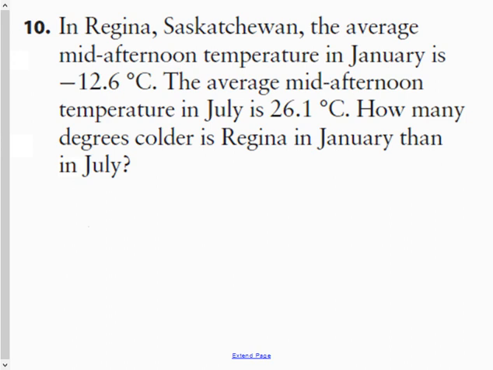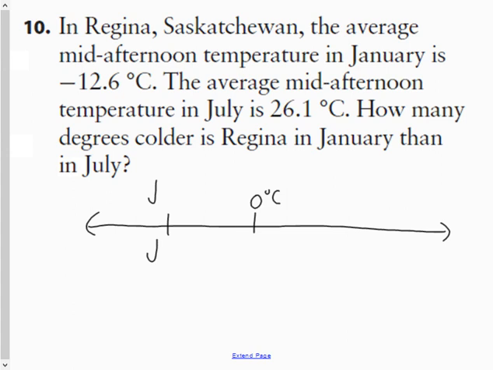So I'm going to use a number line to save space. I'm going to use it this way here. And I'm going to put 0 degrees Celsius right here. And in the winter, in January, I'll put down here, January, it is negative 12.6 degrees Celsius. And in July, right up here, it is 26.1 degrees Celsius.